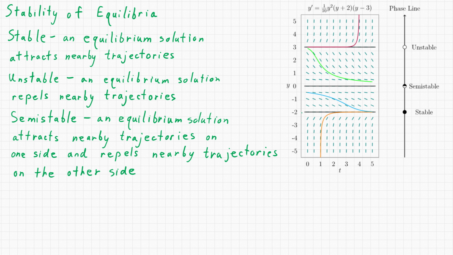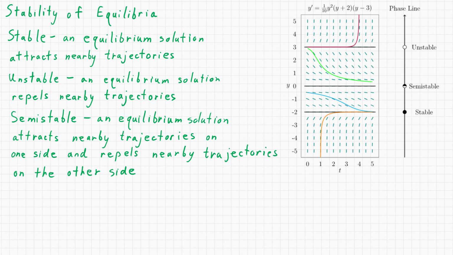So y equals -2 is a stable equilibrium solution, and it's usually signified by a filled circle. And here, we're going to be plotting the phase line. It's really just the stability of all the different equilibrium points. Alright, so -2, stable equilibrium solution.